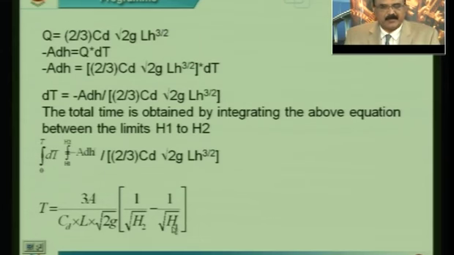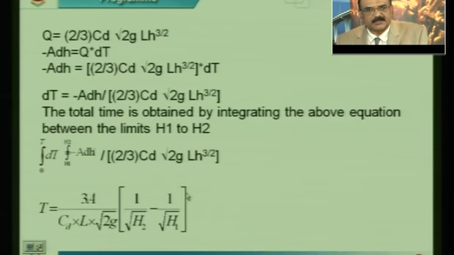Now let us spend a few seconds on this. What is this A? A is the area of the flow section. When I am talking about a rectangular section, what is the area of the flow section? It is the length into the depth of flow. The length is constant. Once you fabricate, the length won't change from trial to trial, that is constant.